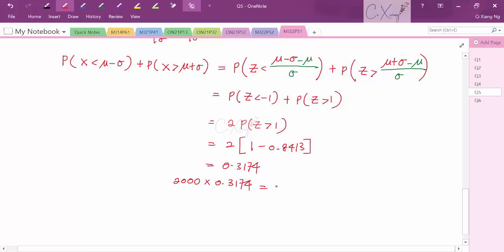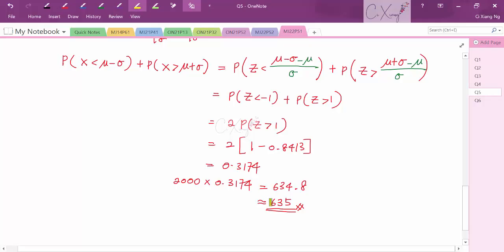Okay, so you'll get 634.8. For us, we will actually treat the leaf as a whole number. So 634.8, I can change it to become 635 leaves, correct to 3 significant figures.